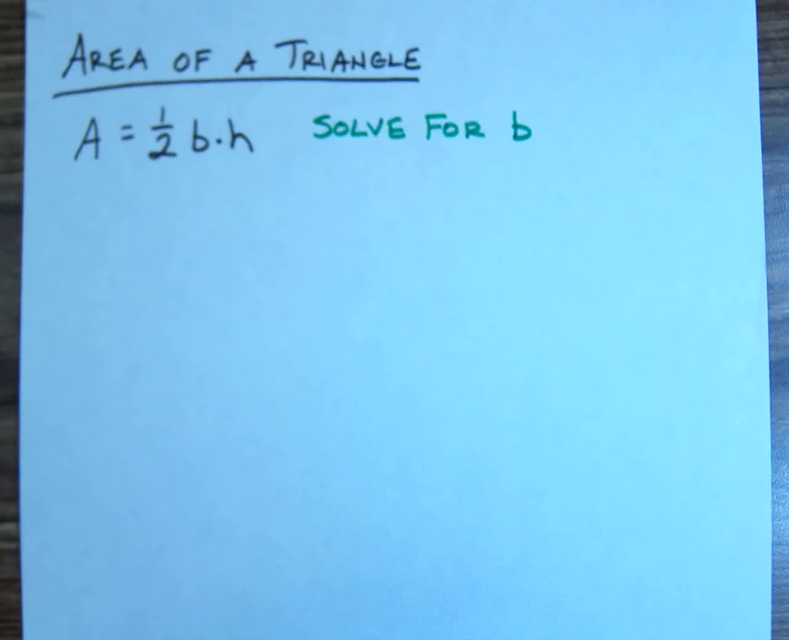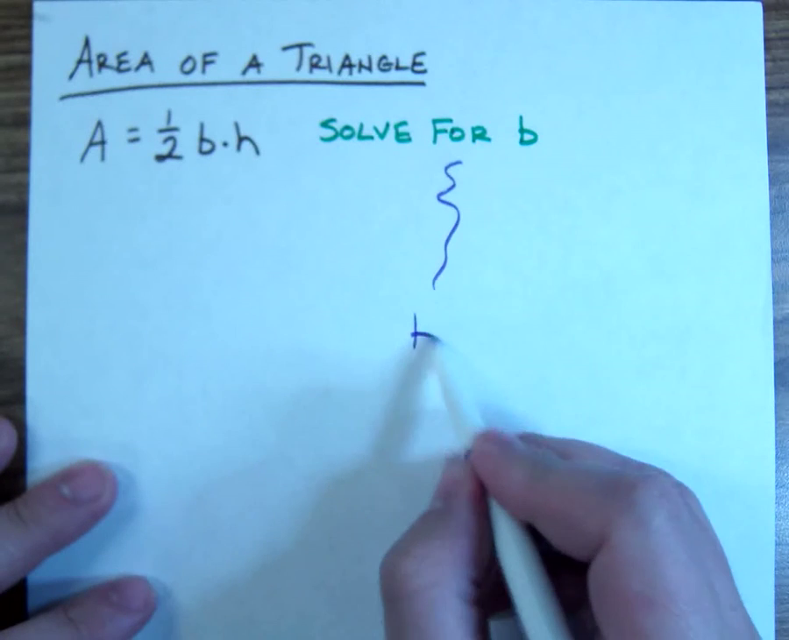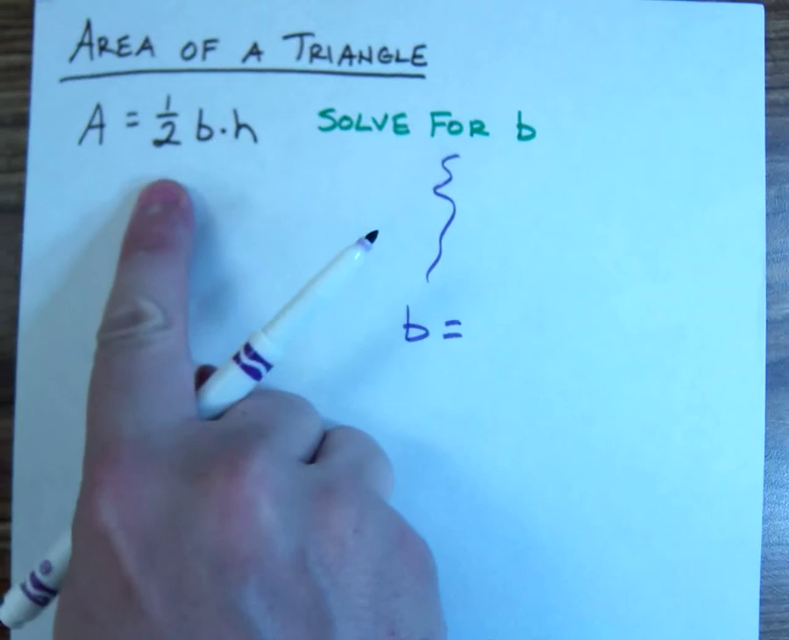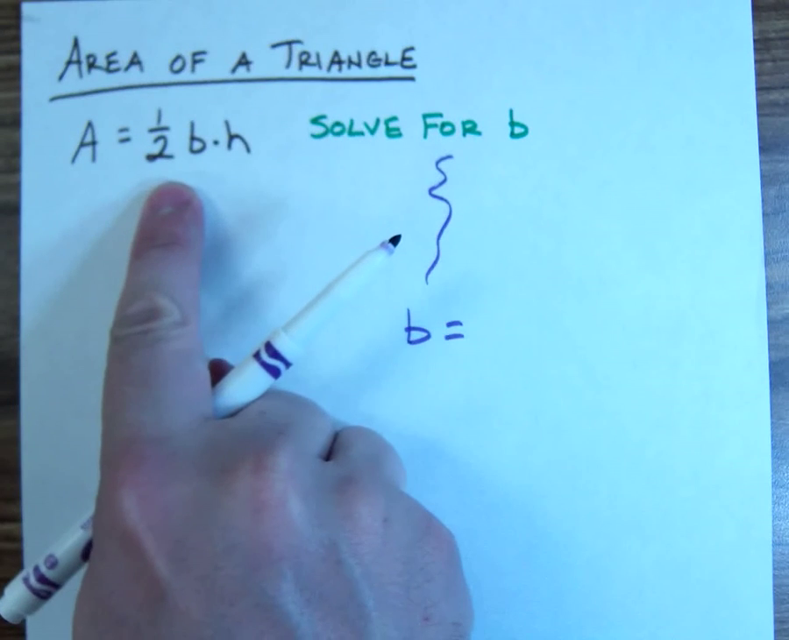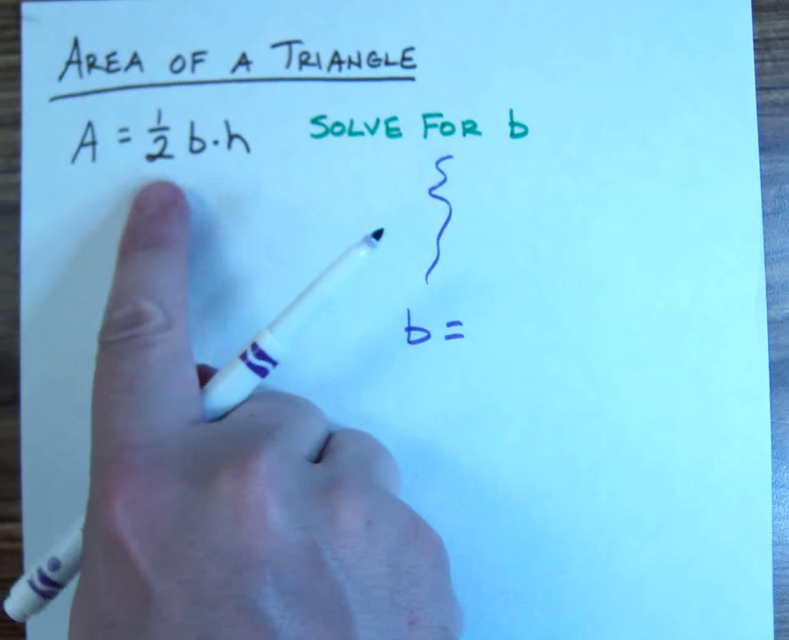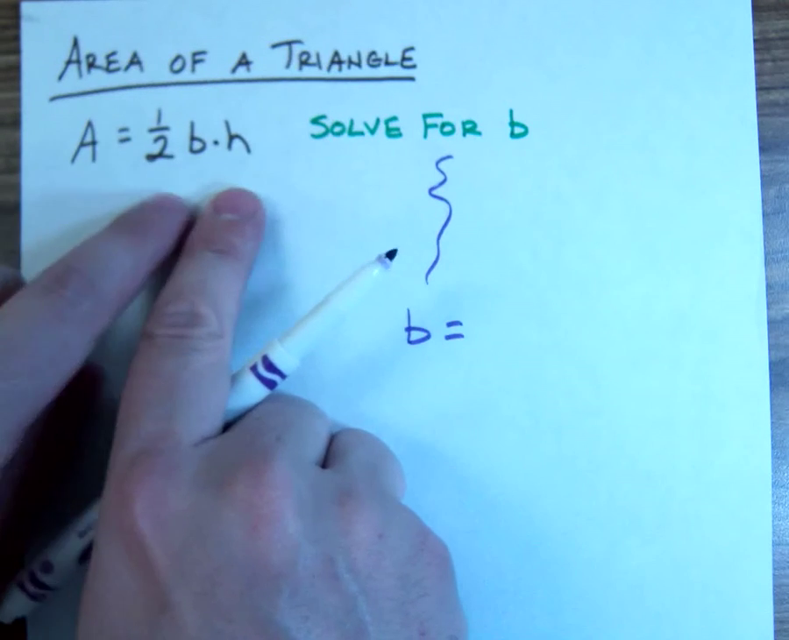But when we say solve for b, we mean we want to do some math and end up with b equals at the end of it. We want everything moved except the b. So take a look at what we got right here. Is the b by itself? No. Why not? Because of the 1/2 and the h. We've got to get rid of the half and the h.